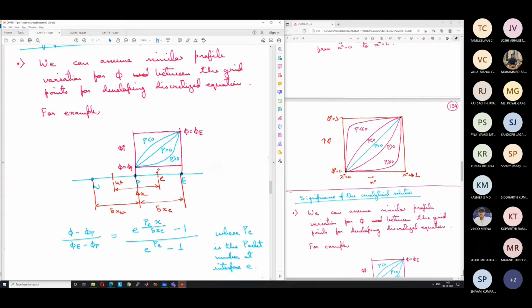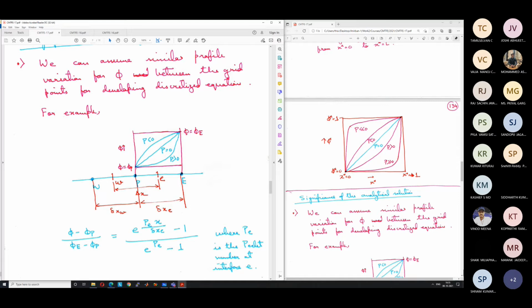Our aim is to find the value at the interface, because that is what we will require for finding the flux while solving for the control volume, since our control volume integral goes from west to east. So we need the value at west and the value at east. I'm just showing at east, but similar treatment can be done for the west also. So the profile goes from phi equal to phi P to phi equal to phi E, as x goes from 0 to delta x e, from here to here. Accordingly the variation occurs.